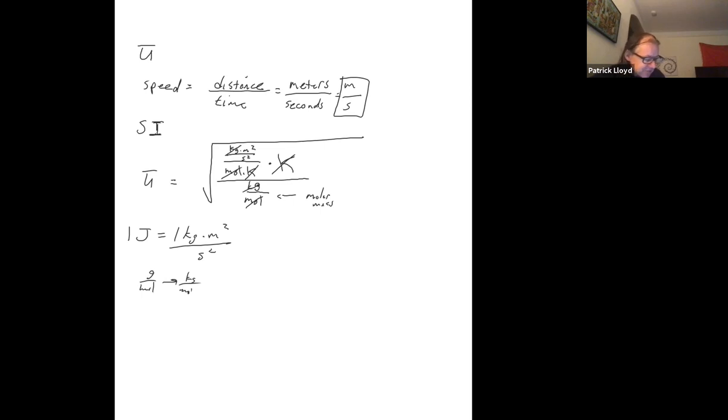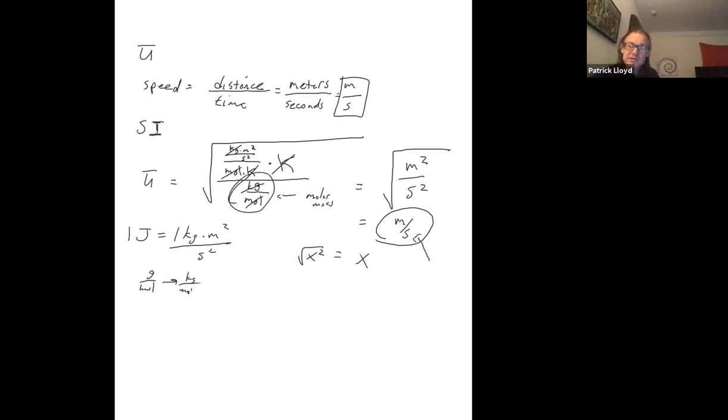So what does that leave you with? It leaves you with meters squared per second squared. Everything else cancels out. Then the square root of something squared, the square root of x squared is technically plus or minus x, but we'll just say it's x. Same thing here. The square root of meters squared per second squared is just meters per second. So to get the units meters per second, you need to have kilograms per mole in the denominator.